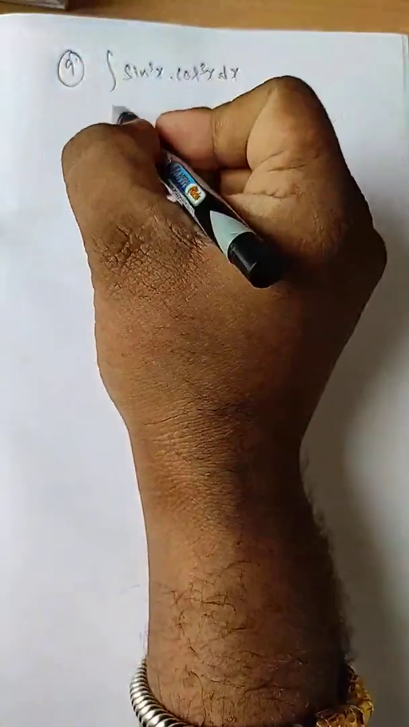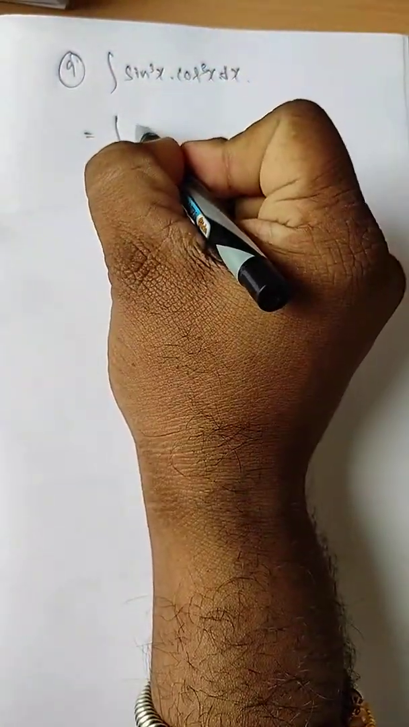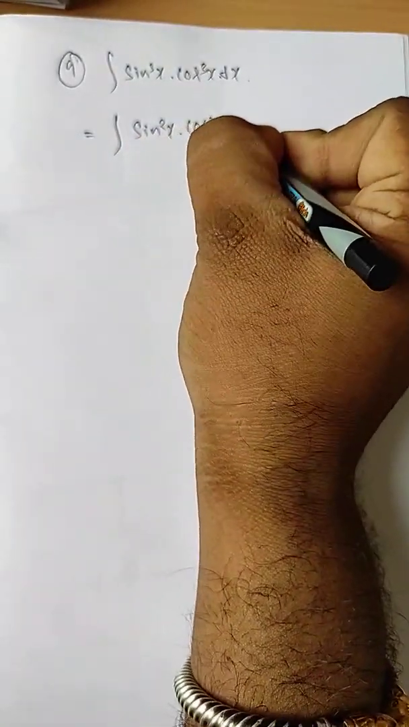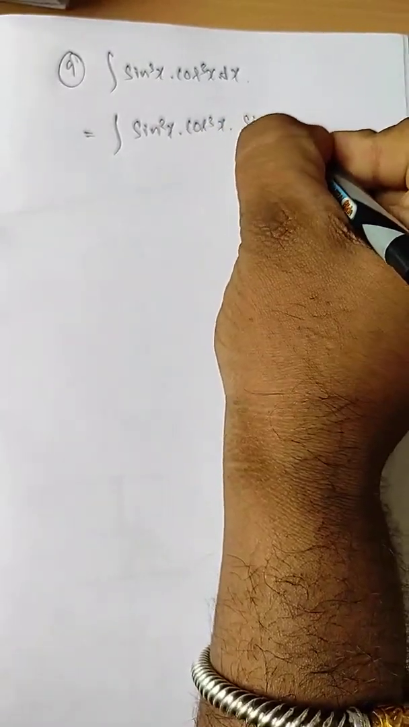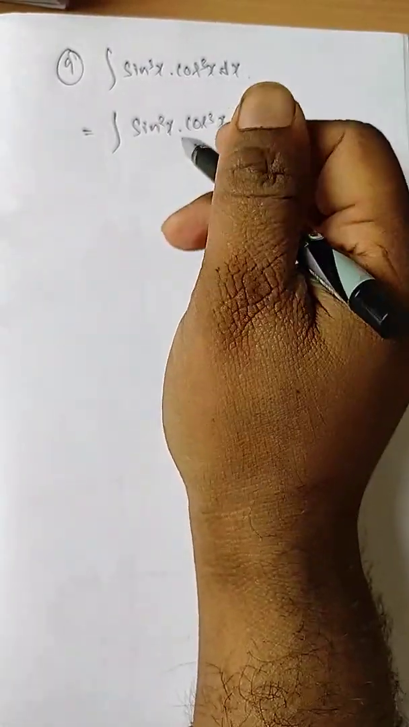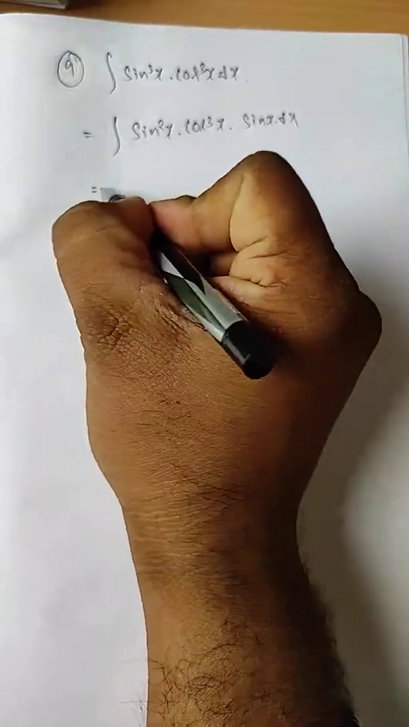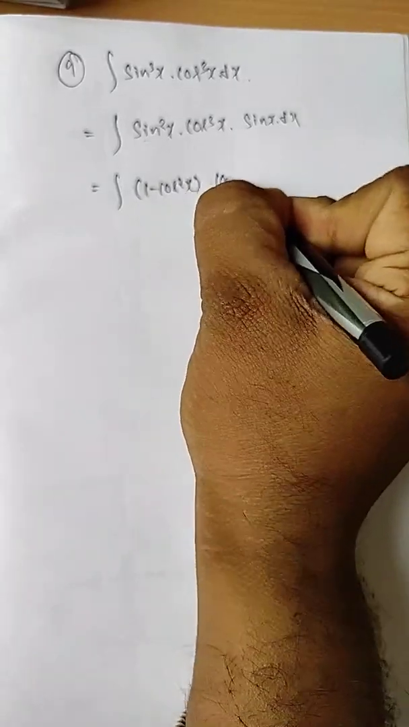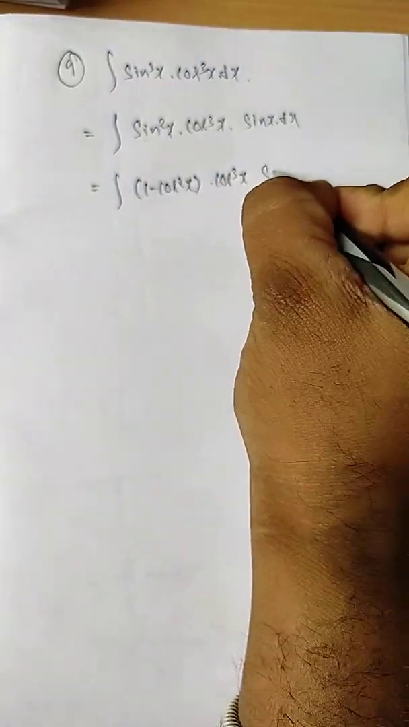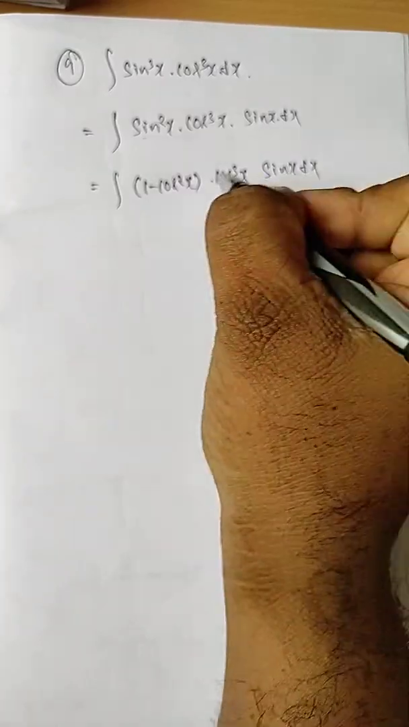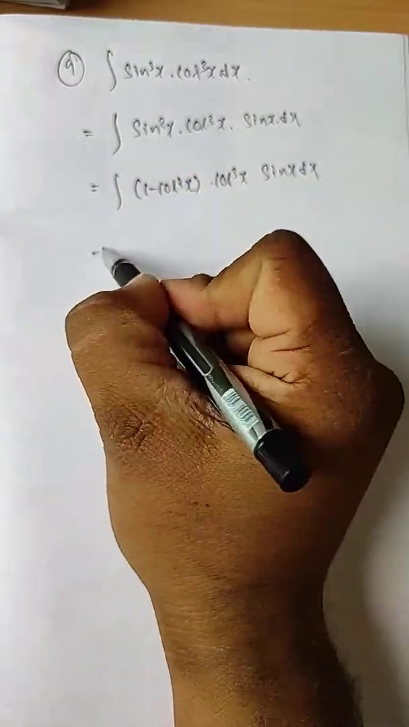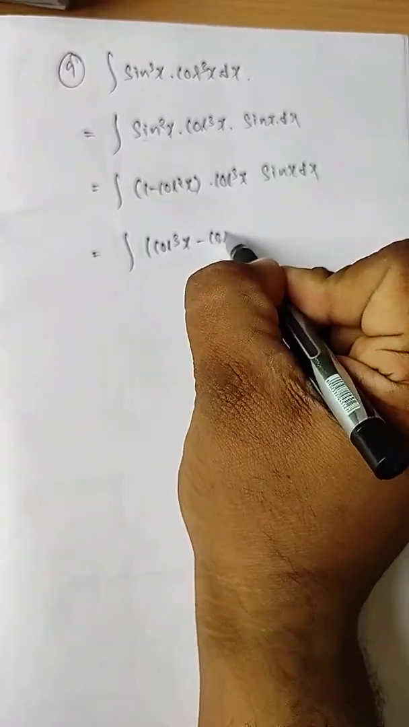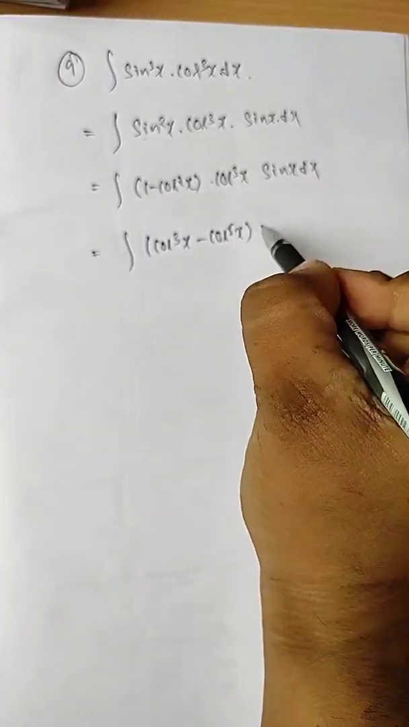This is how: integration of sin square x into cos cube x into sin x into dx. So sin square x is what? I am writing this sin square x as 1 minus cos square x into cos cube x into sin x into dx. Multiply this cos cube x inside the bracket. Again, integration of cos cube x minus cos to the power of 5 x into sin x into dx.